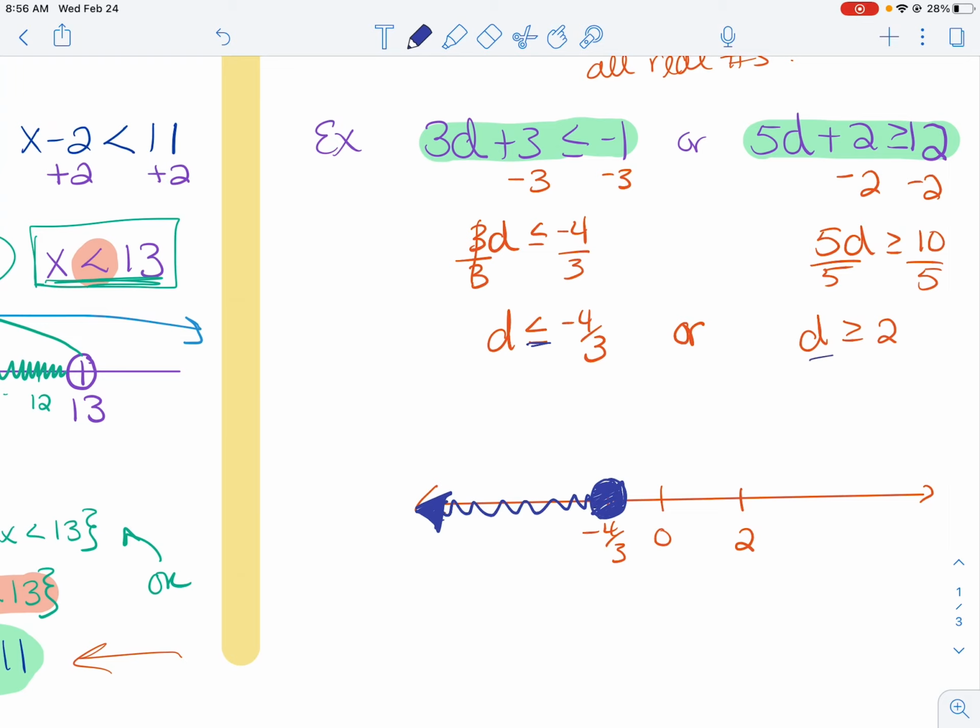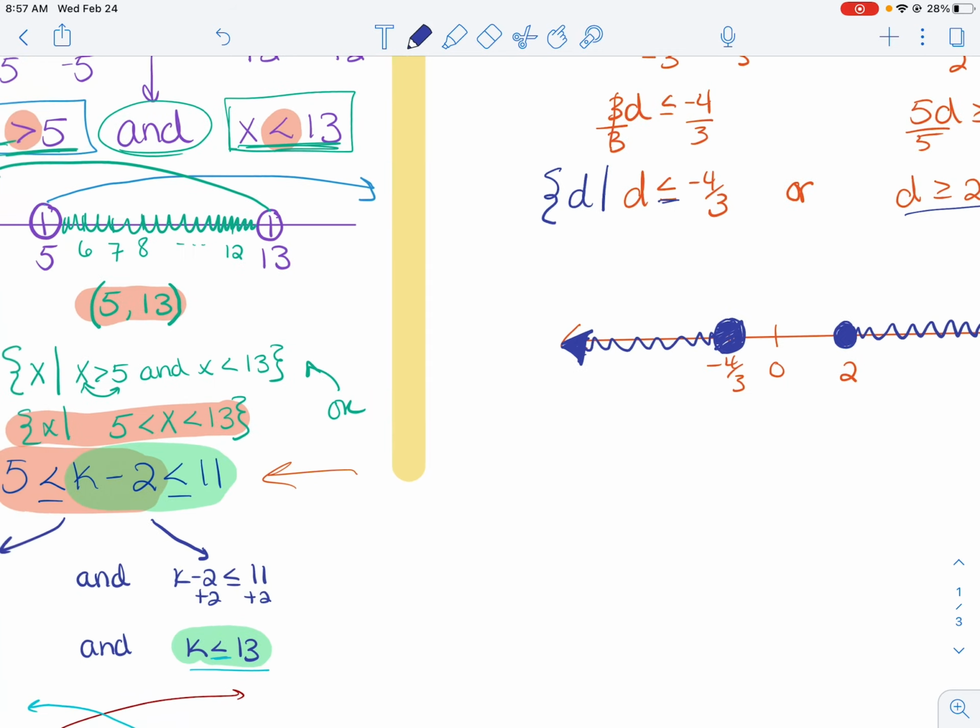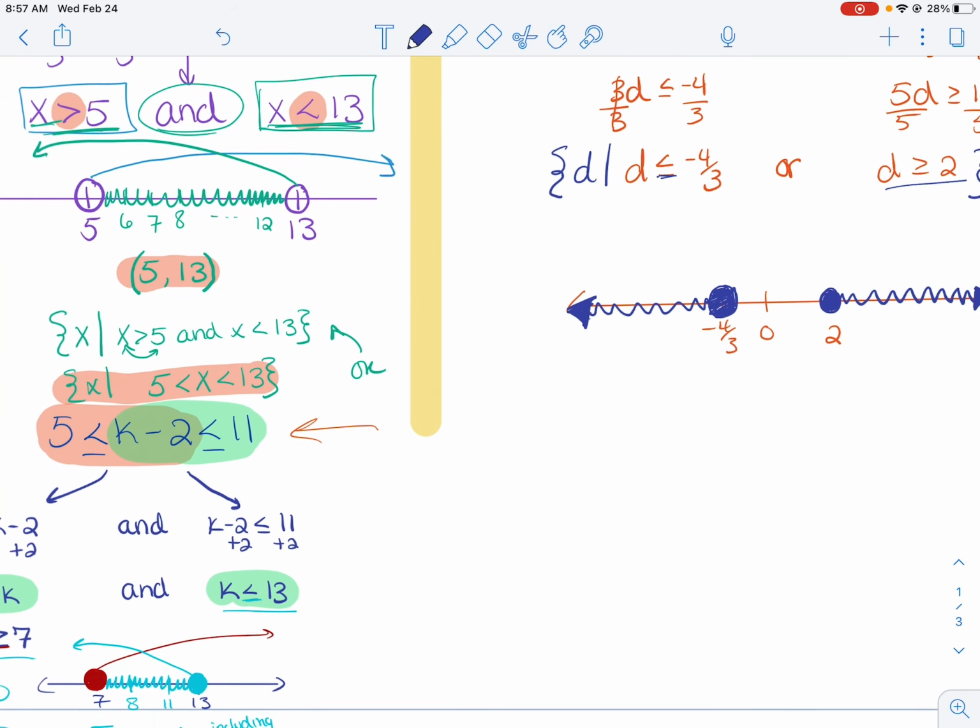For 2, d is greater than or equal to 2. So again, circling it, I can fill it in because we have the equal to. And then we want everything greater than or equal to 2 would be everything to the right. All right. So that's one way to represent our solution. If we wanted to use set notation, all we would have to do is put the values here and enclose that in our set braces, which actually, did I use the right one?